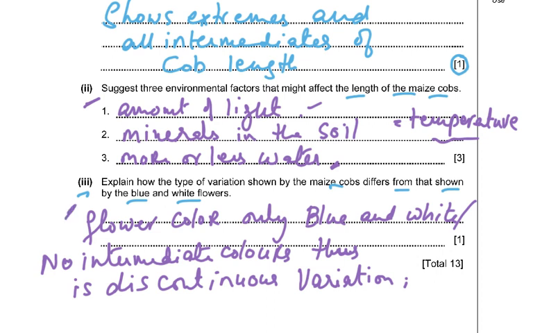Then the third part was flower color, only blue and white, with no intermediate color. Thus, it is a discontinuous variation. There are only two categories. There are only two types of flower, blue and white. So this is discontinuous variation, because you have to understand it was from the previous part of the question, which was on types of variation, continuous and discontinuous variation.